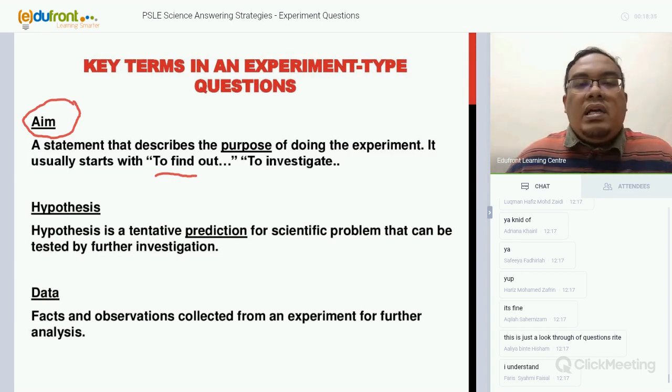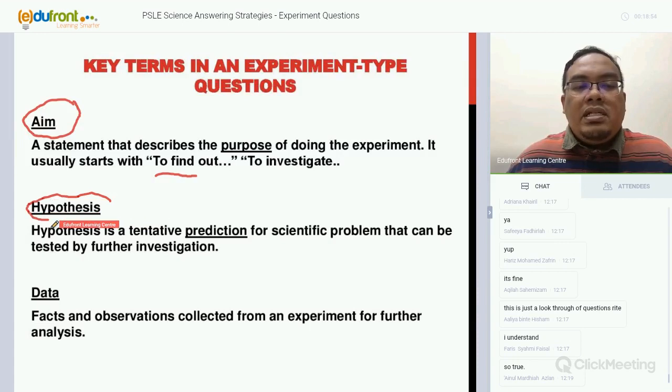I want to find out how effective is listening to music. How does listening to music affect our studies, for example? Right. So many kinds of experiment. Science is always about finding out, and if scientists want to find out about certain things, they conduct experiments. Okay. Secondly, you need to know is hypothesis.